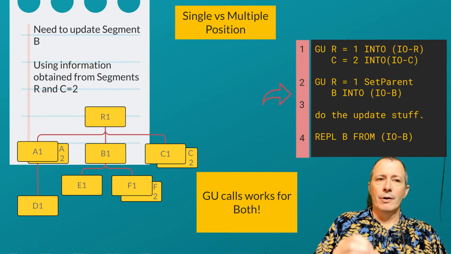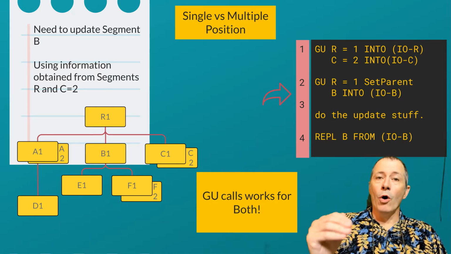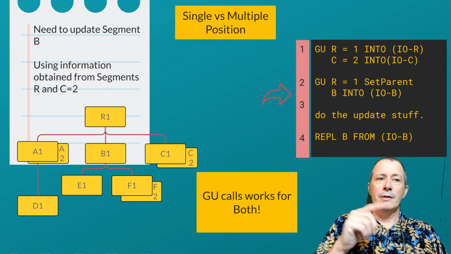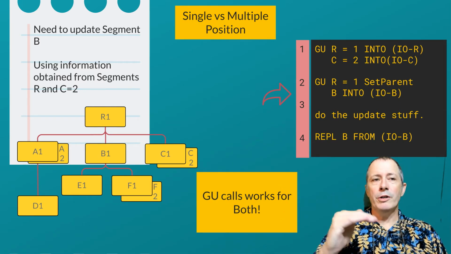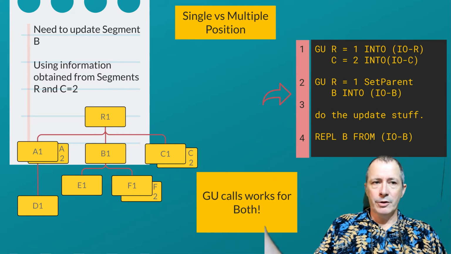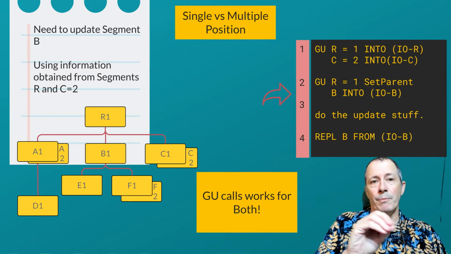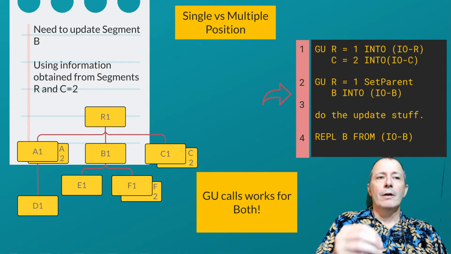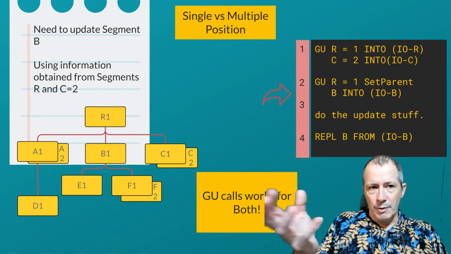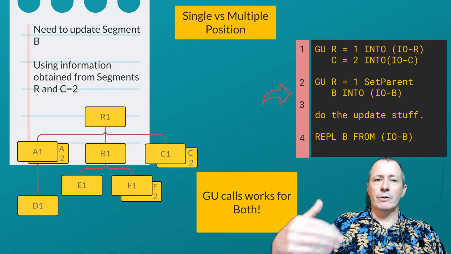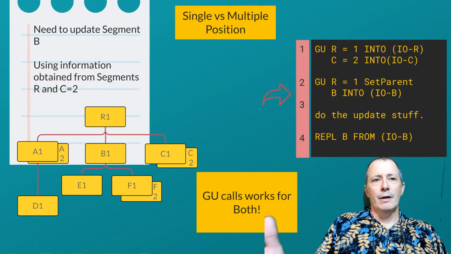Call number 2. A get unique to read segment B under R1, setting the parentage on the root. This get unique destroys the parentage that's on C2 and places it on R1. The current position is on B1. Update the data for segment B. Call number 3 is to replace segment B.